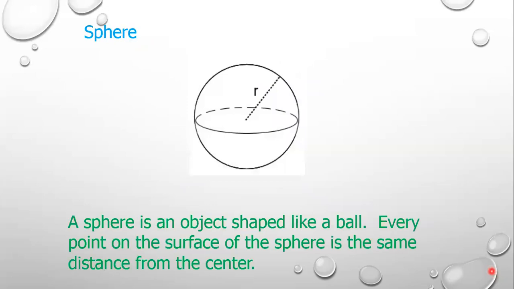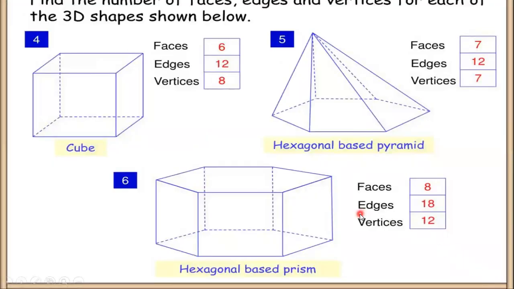If you look at a sphere, this is how a sphere looks, and it is an object shaped like a ball, where every point on the surface of a sphere is the same distance from the center. So whenever you meet something like this, this is what we call a sphere. This is kind of a summary of some of those that we've looked at. You can see a tube with its faces, a hexagonal-based pyramid with its faces, edges, and vertices, and then a hexagonal-based pyramid with all its components.